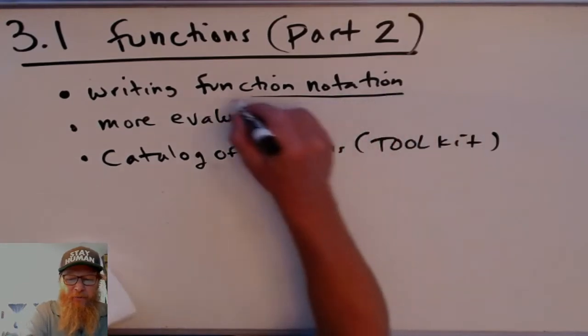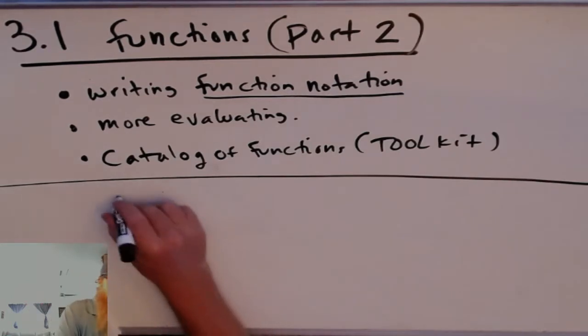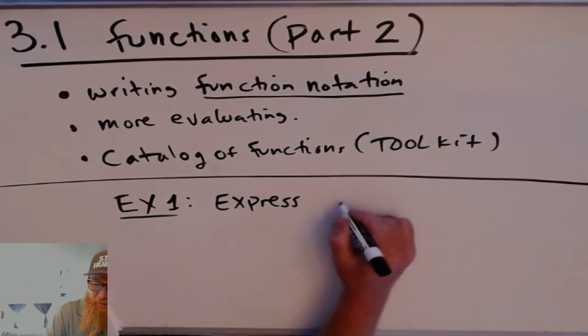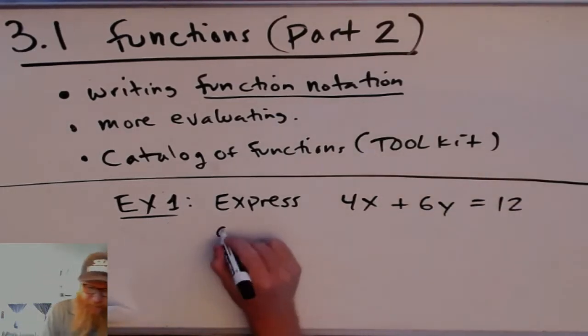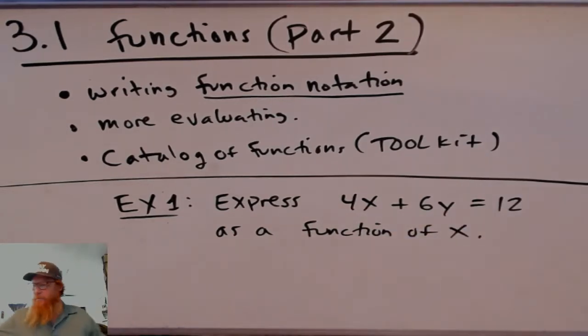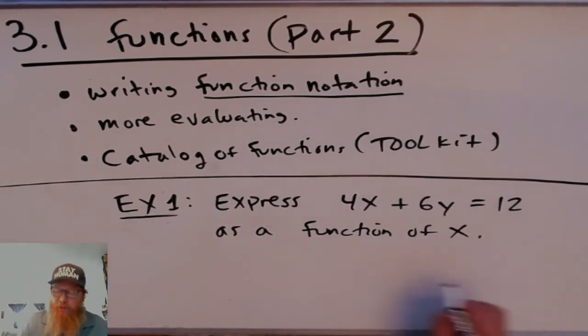So we're going to start off with writing function notation. This is relatively straightforward. It's taking an equation and writing it as a function. We'll start off with linear equations, and we'll go through a couple different examples. Most of this you'll see as we move through chapter 3. I'll keep throwing out different types of functions, but I just want to give you the basic idea of how to write something as a function of x.